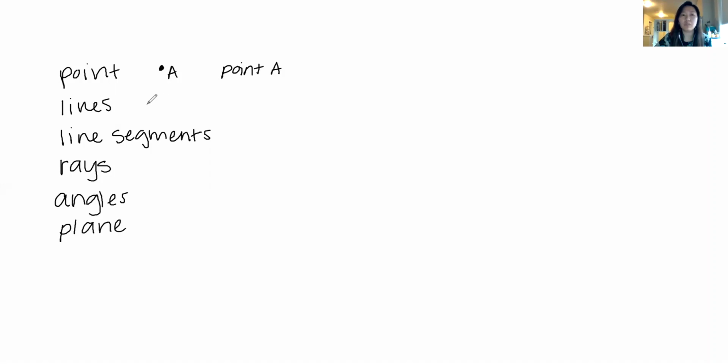For lines, remember that they extend infinitely in both directions. So we have arrows in both directions. When we're talking about labeling them, we would label them either with 2 points like this, let's say X and Y, or you could also have a line that is lettered with a lowercase cursive letter like L.